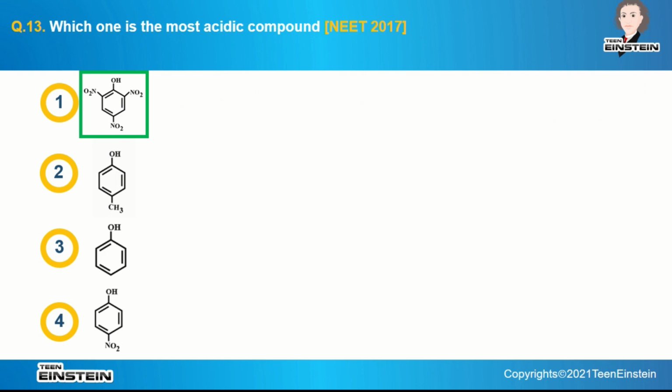Which one is the most acidic compound? So here we see the nitro group in the first option. The nitro group is an electron withdrawing group which has a very strong -I and -M effect. So the compound will show more acidic nature. I will show the order of acidity for the given compounds: first, the highly acidic compound is option 1.